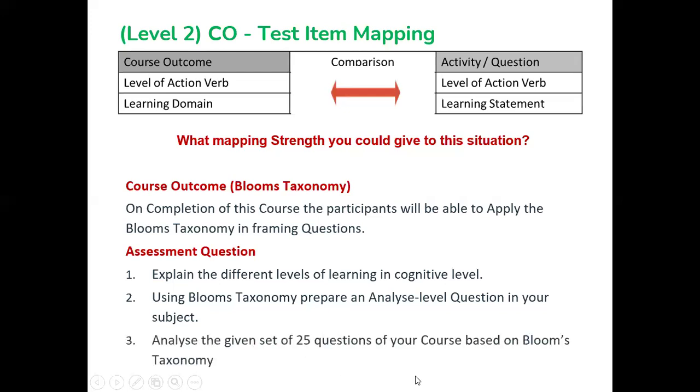One more question. Suppose this is my third question in the question paper: Analyze the given set of 25 questions of your course based on Bloom's taxonomy. That is the task I gave last time, question paper analysis. You will be analyzing the questions and classifying them into different taxonomy levels. Again, what is the level of this question? Level 4, sir. Definitely it is level 4 because you are analyzing the questions. You should have thorough knowledge of Bloom's taxonomy, otherwise you cannot do it.